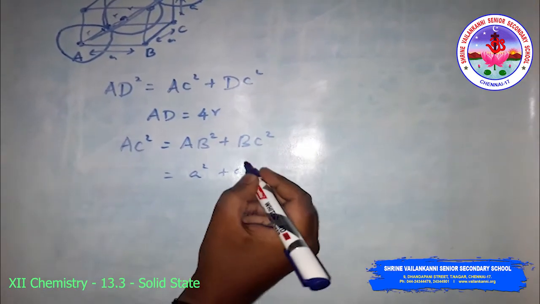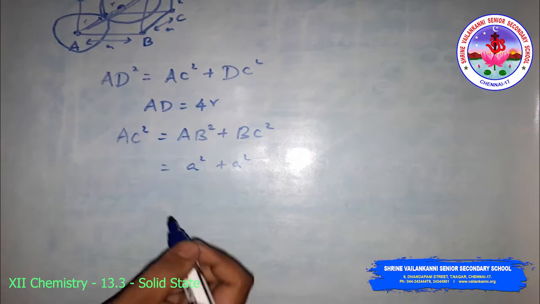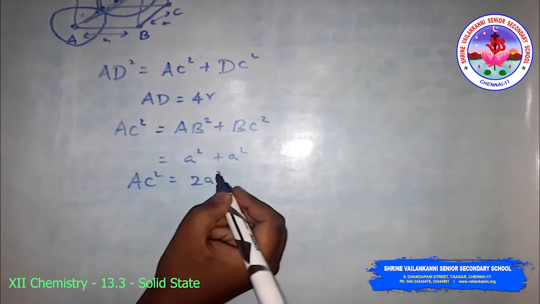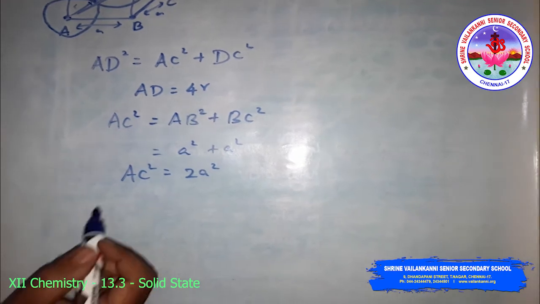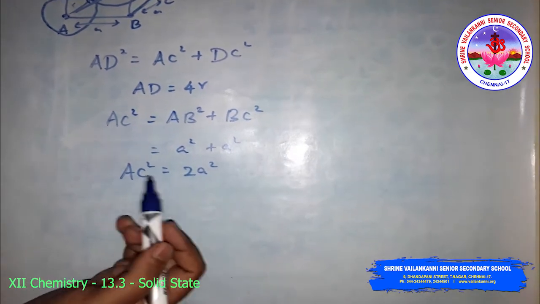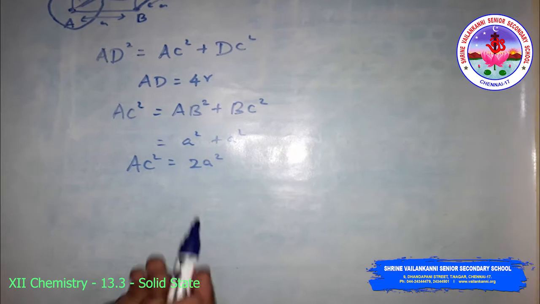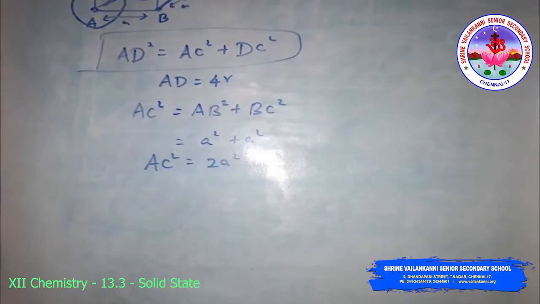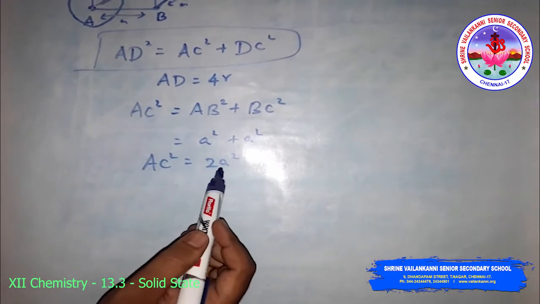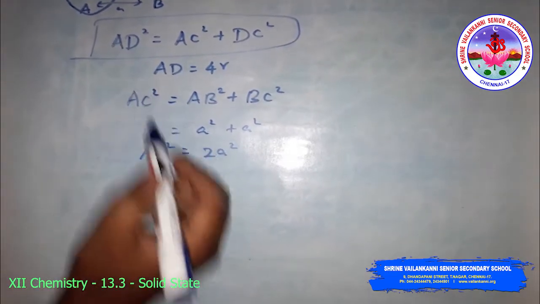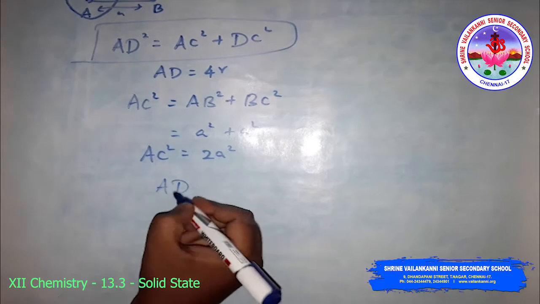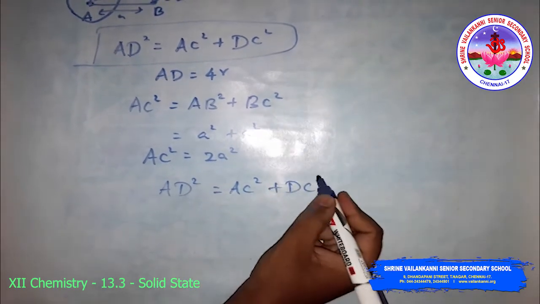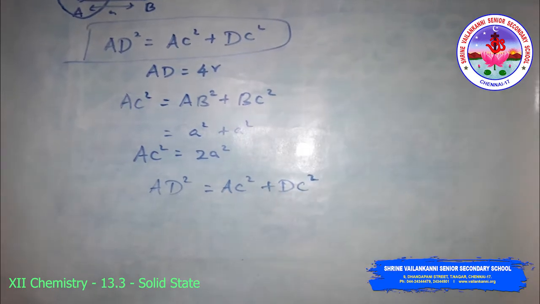That is A. That is also one edge length, A square. So AC square is equal to 2A square. Now you have to apply this formula, that is AC square is equal to 2A square, and AD square. Apply this value, that is AD square is equal to AC square plus DC square. This is the Pythagoras theorem formula.